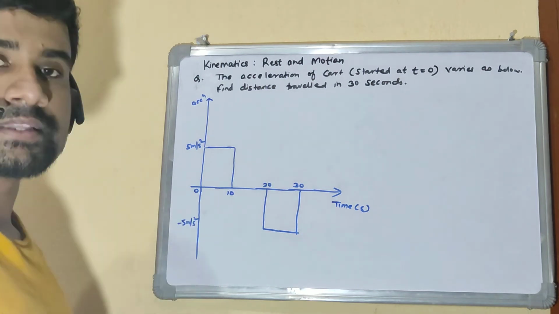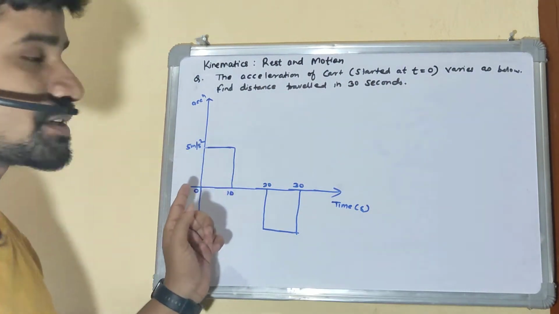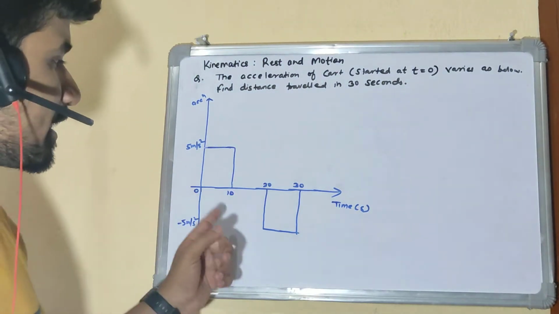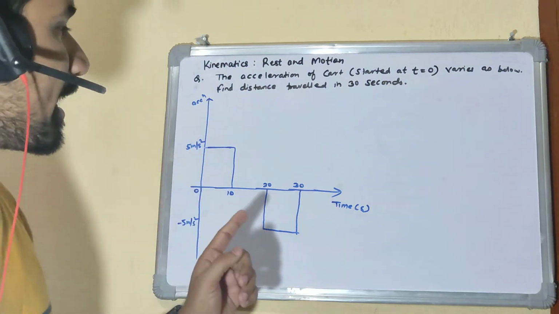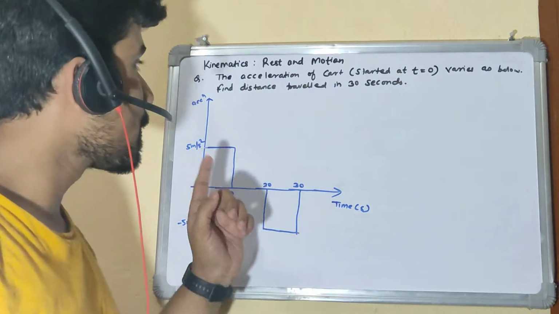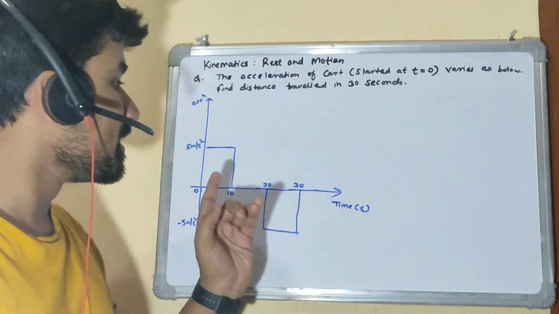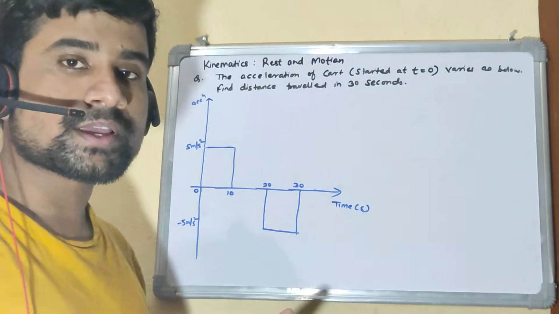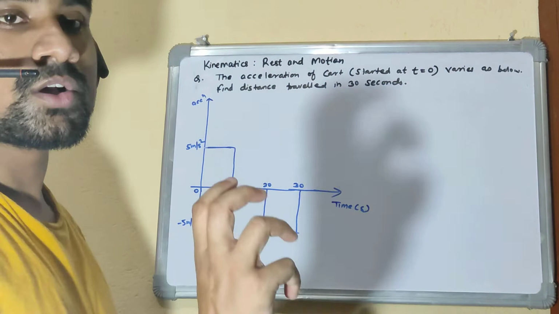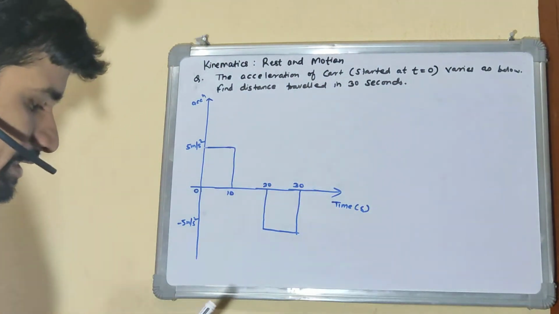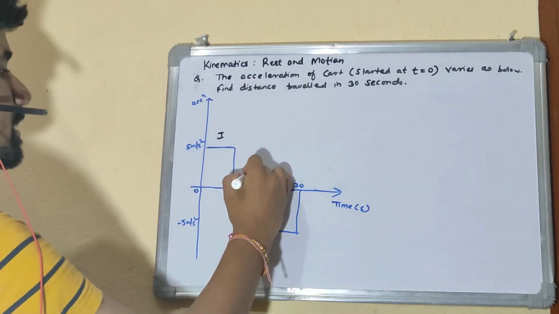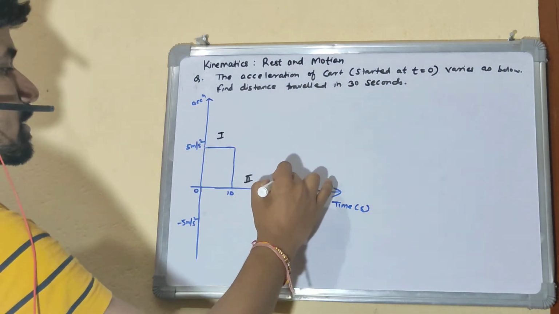From 0 to 10, this cart is traveling with a positive acceleration of 5 meter per second square. From 10 to 20, this particle has zero acceleration, right? And from 20 to 30, this object is decelerating with 5 meter per second square, right? So there are three different divisions in this motion. Let's talk one by one. Let's name these divisions: this is my first division of this journey, this is my second, and this is my third.